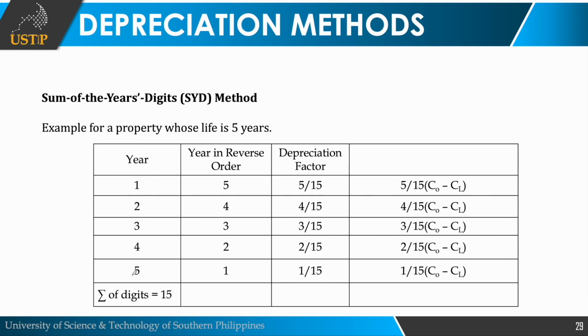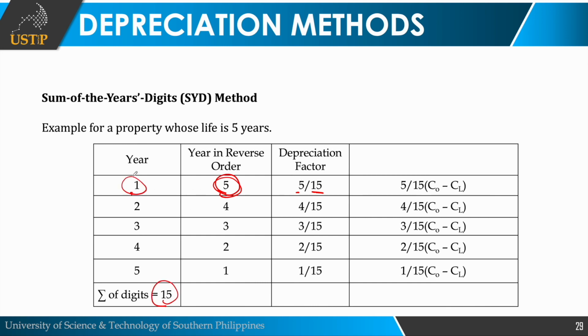And then, after listing the year, you reverse the order. So, 1 to 5, the other is 5 to 1. And then, your depreciation factor would be something like this. For the first year, since it is reversed, it is 5. That is your depreciation factor: the reverse digit over the sum, so the reverse digit over 15. That is your depreciation factor in year 1.